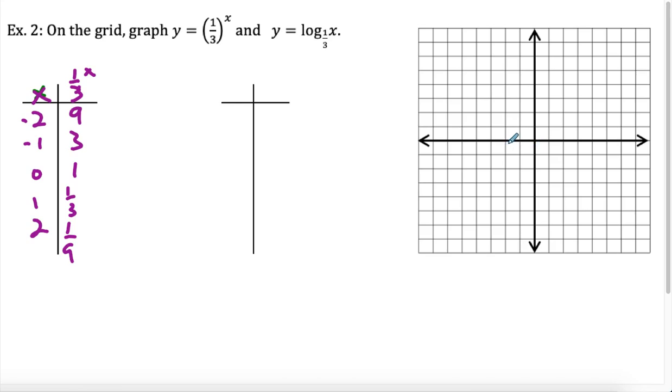So here we talked about this idea that these would be decreasing functions whenever the base of the exponential is in between 0 and 1. So this will end up looking something like this.